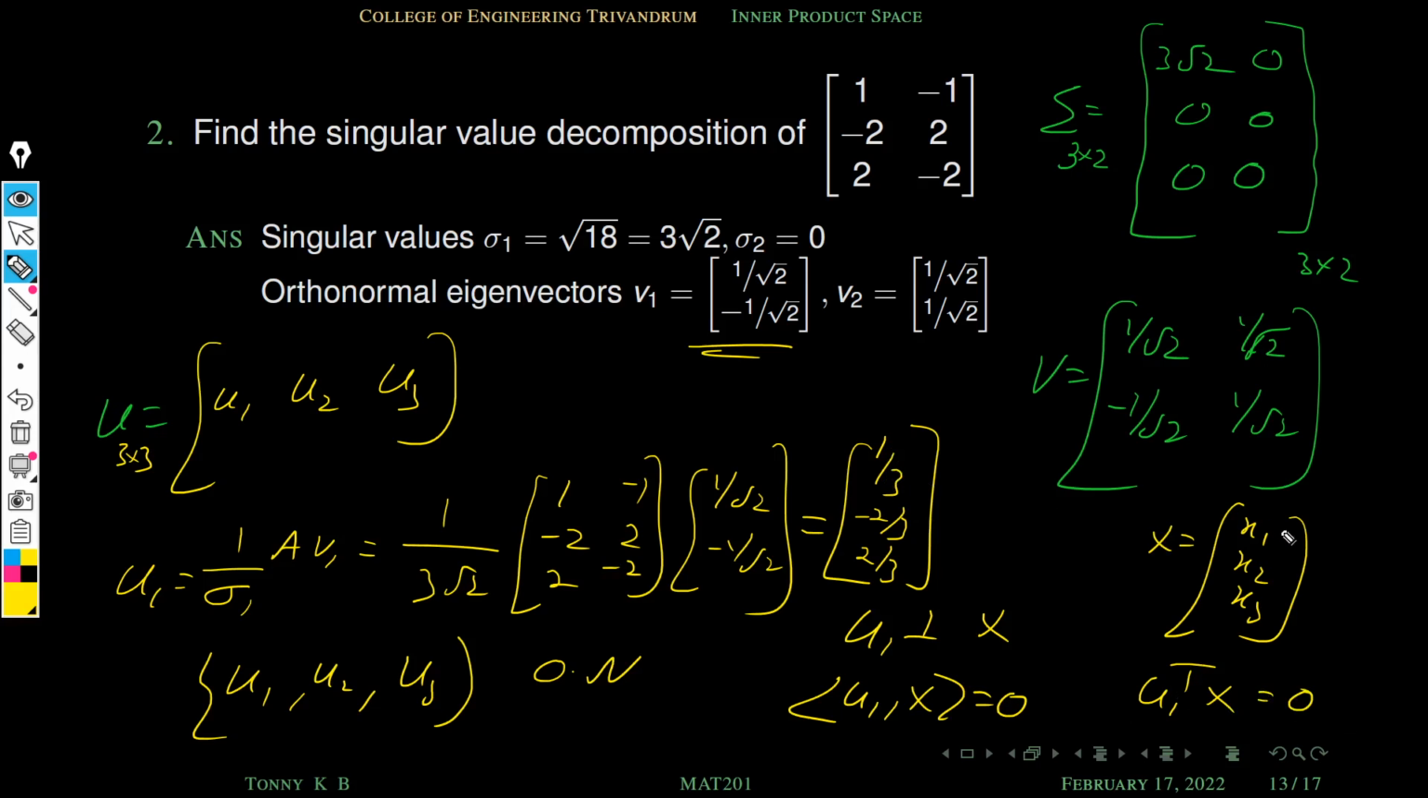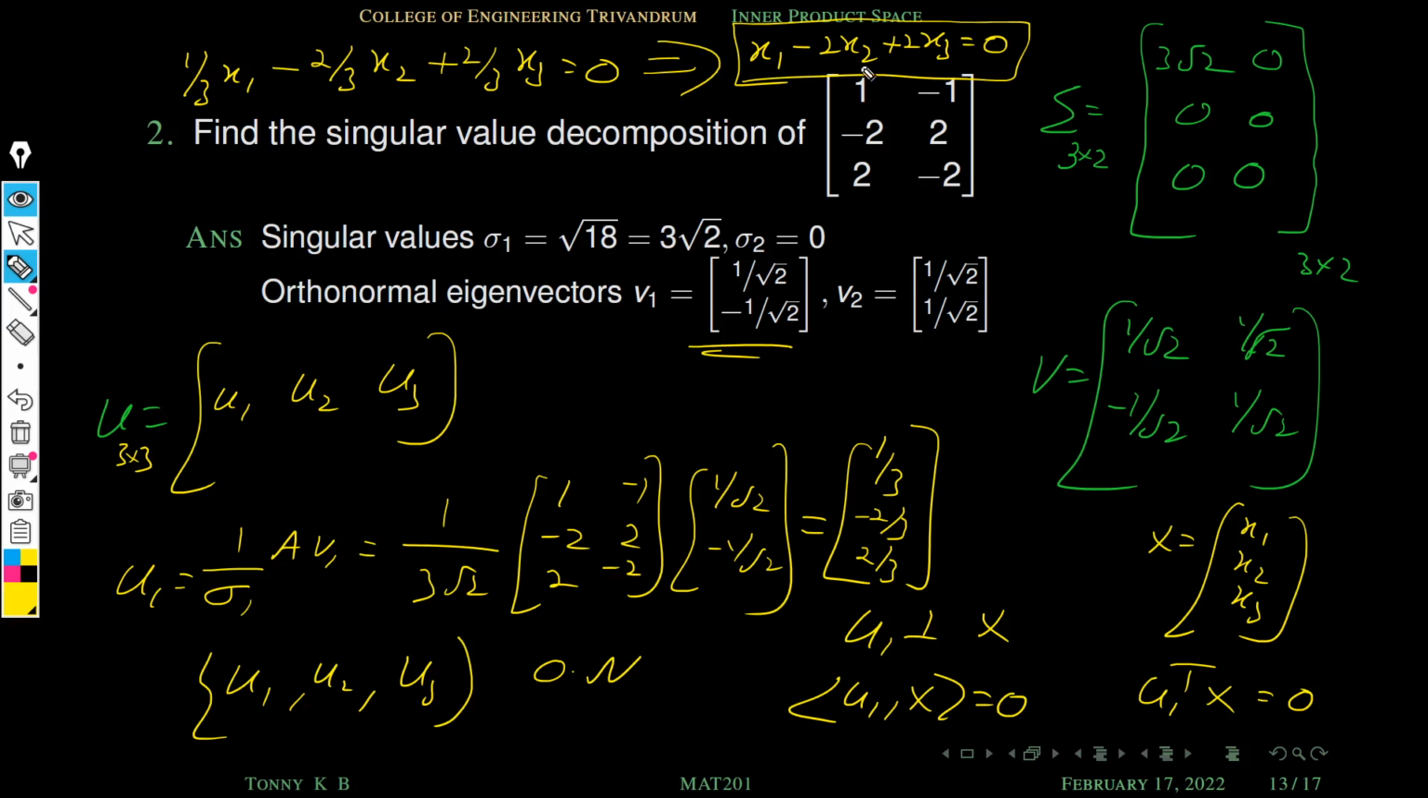So that means 1 by 3 into x1 plus minus 2 by 3 into x2 plus 2 by 3 into x3 equals 0. And 3 is common, you can take it outside and cancel. So this equation becomes x1 minus 2x2 plus 2x3 equals 0. That means if a vector x is orthogonal to u1, then x should satisfy this equation.